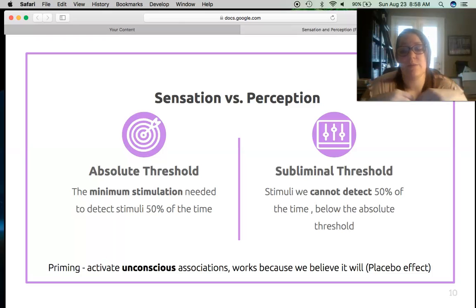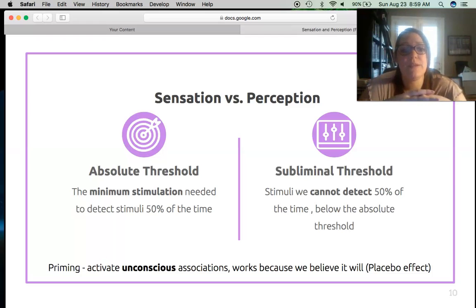So when we're listening to the radio in our car, we might have to crank it up to like level 5 before we start hearing anything. Everything below that, there could be sound coming out of the speakers, but it is too low for us to detect. It is below the subliminal threshold.